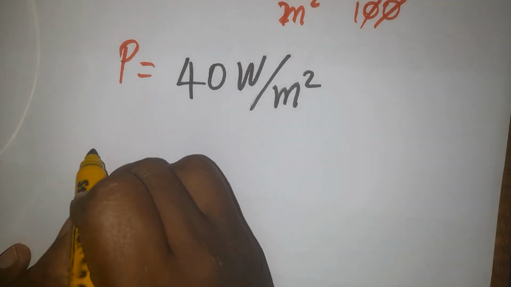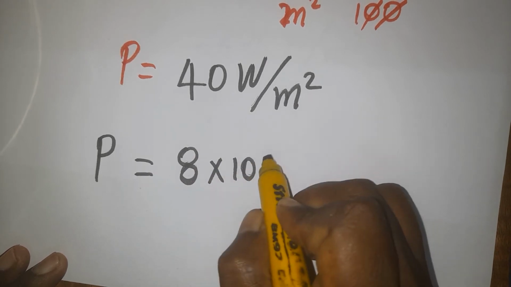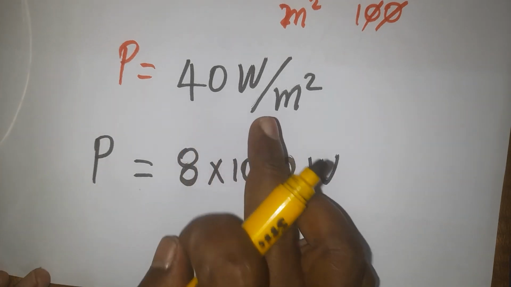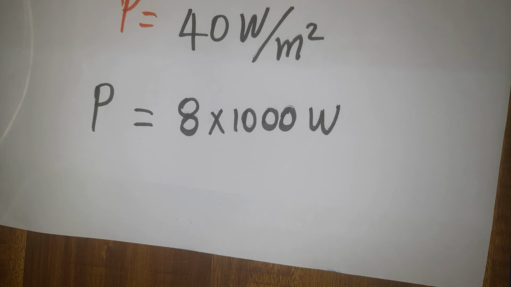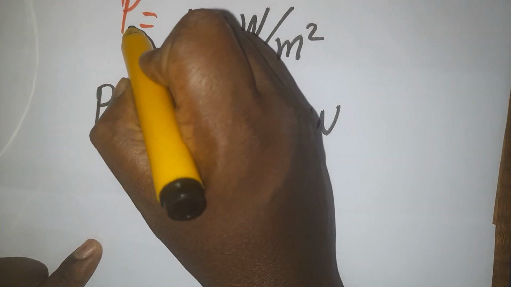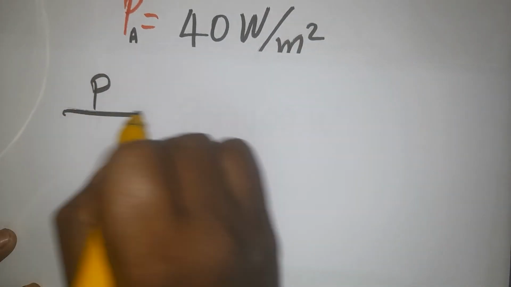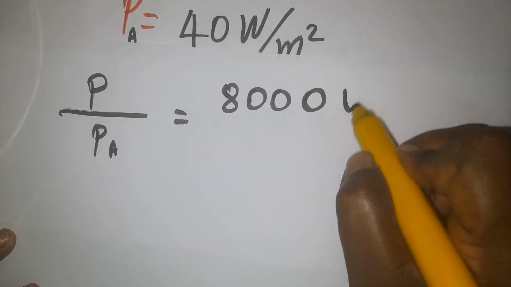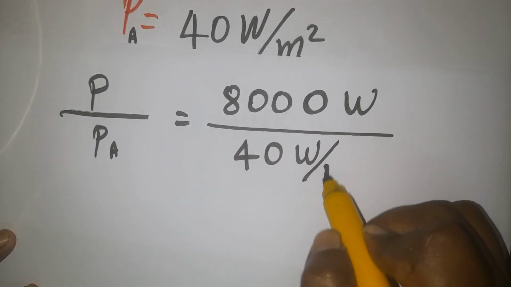Now, how much is actually required for the large family? 8 kilowatt means 8000 watt is required. Per unit area we are getting 40 watt. Now we have to calculate what area is required to get 8 kilowatt. I am just going to divide the total power by the output power per unit area. The maximum power is 8 kilowatt, that's 8000 watt, divided by 40 watt per meter square.